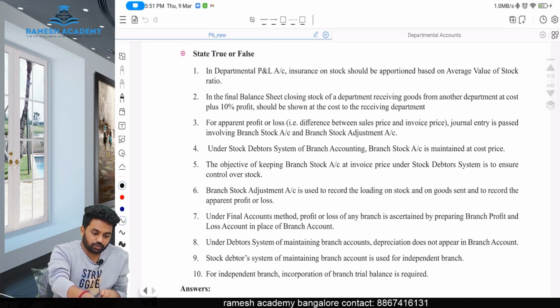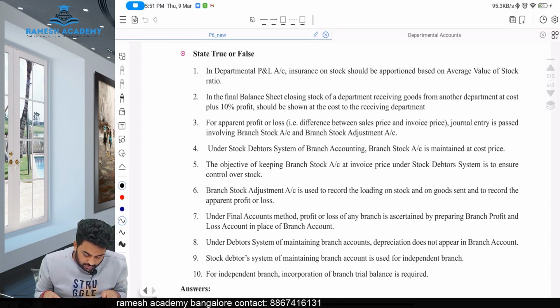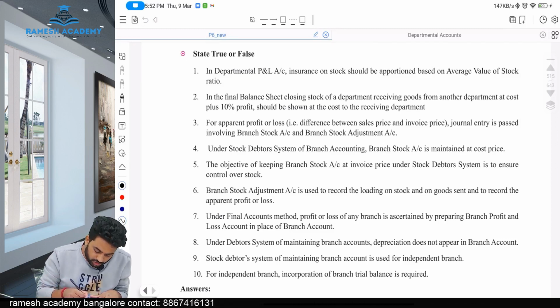First they are asking about true or false. In a departmental P&L, insurance on stock should be apportioned based on the average value of stock ratio. True. Stock insurance, of course, you have to apportion on stock.